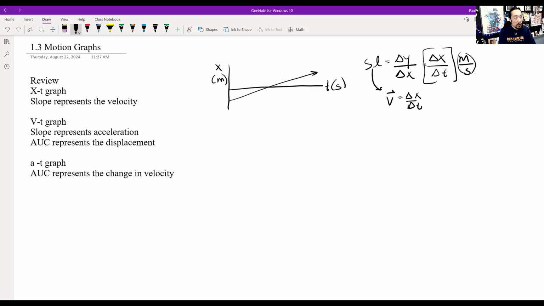All right, let's go on to the velocity time graphs. Same idea. I'm going to do a quick sketch of a velocity time graph, and we'll just draw the same kind of line. Let's do the same idea with slope. The change in the y-axis is delta v, the change in the x-axis is delta t, and this gives us meters per second squared, and that is the formula for acceleration. So that's how we know that the slope represents acceleration.